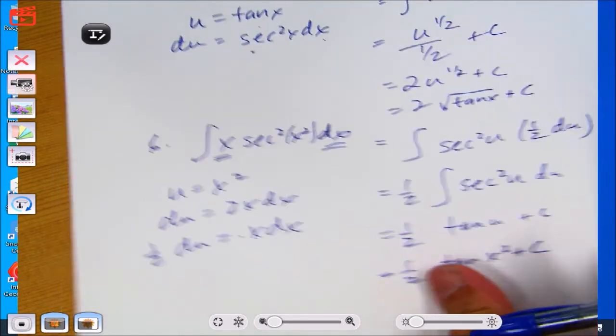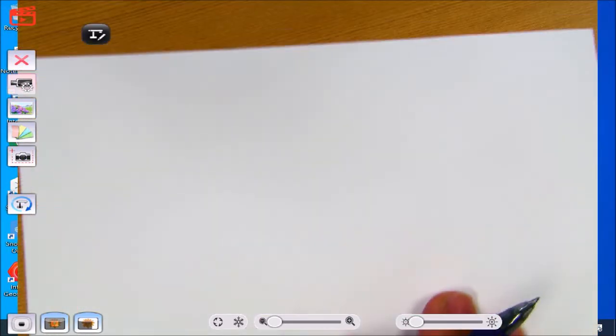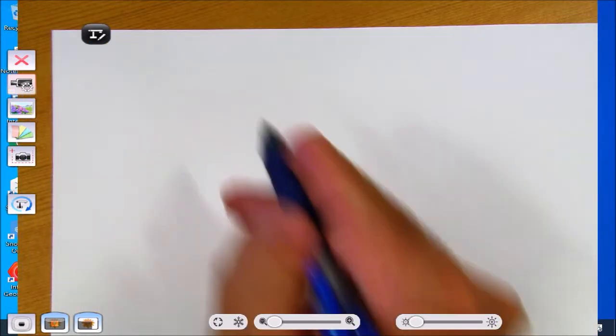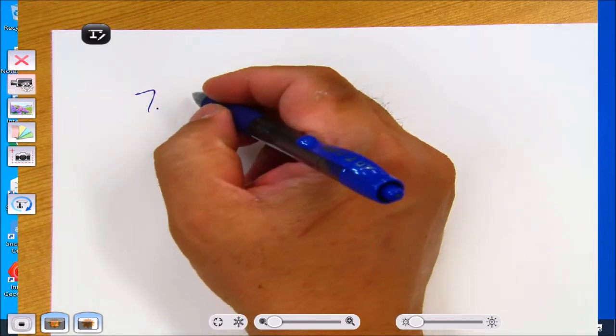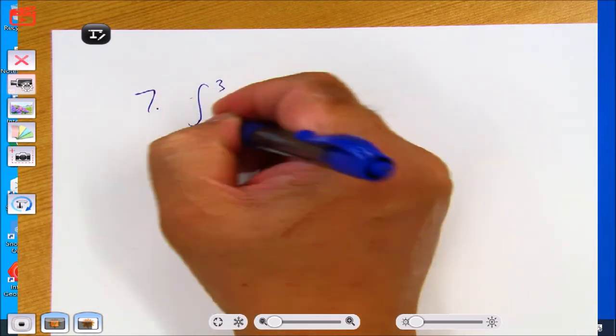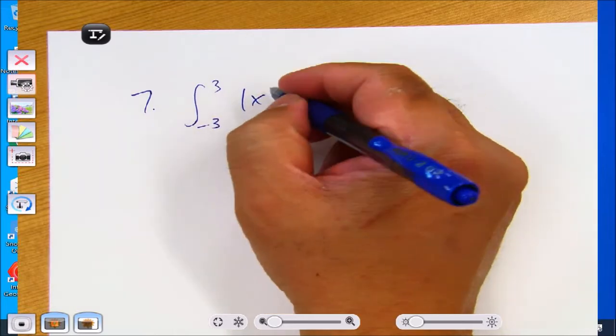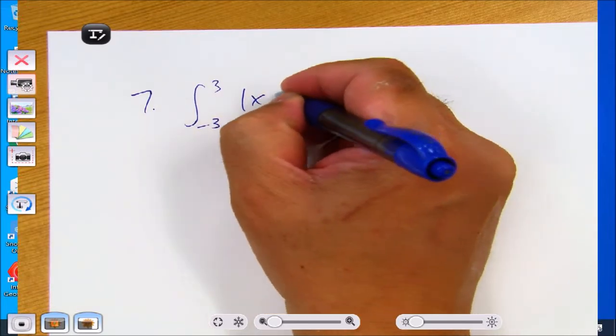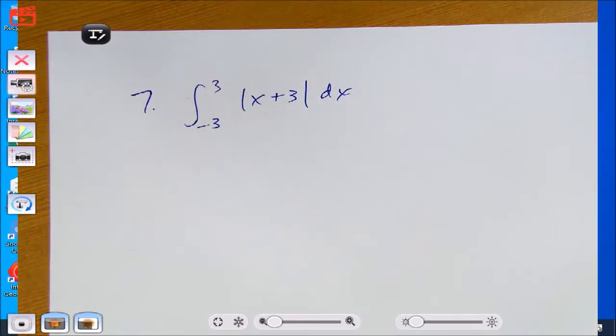Alright, 7 is the only one that's a definite integral. With definite integrals, do you have to graph it? Okay. So his question is, do I have to graph this? The answer is no. If you know how to integrate absolute value, then there's no need to graph it.